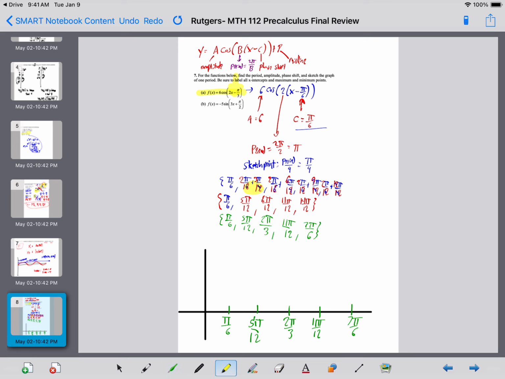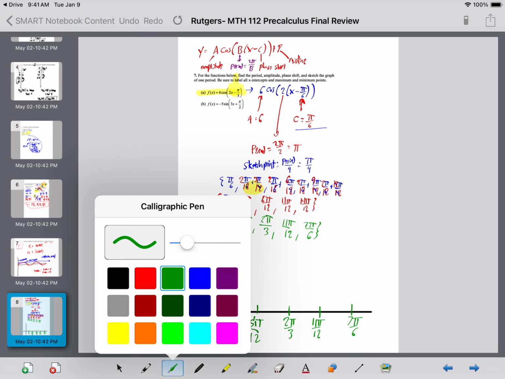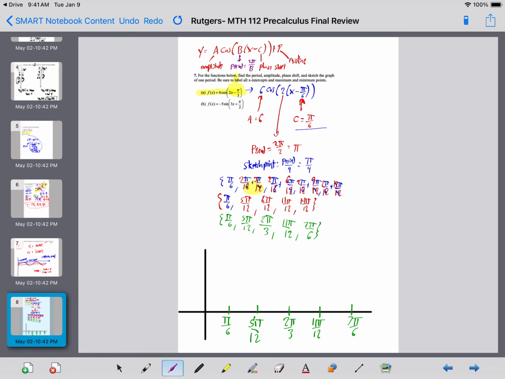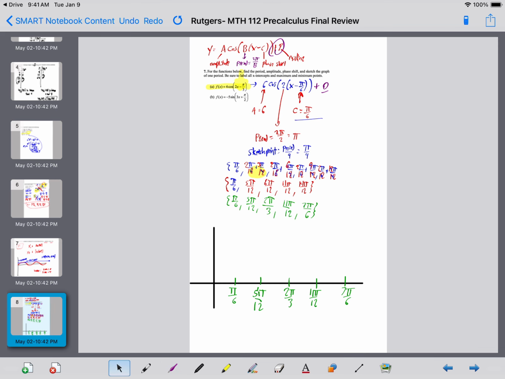Now, there is no d there, right? So we just got the x values. Now we're going to do the y values. So where the plus d is, it's actually plus 0, right? So your midline is going to be 0. So this is going to be your midline. I always recommend drawing out your midline. And then your amplitude is 6. So 0 plus 6 is going to be 6. 0 minus 6 is negative 6.